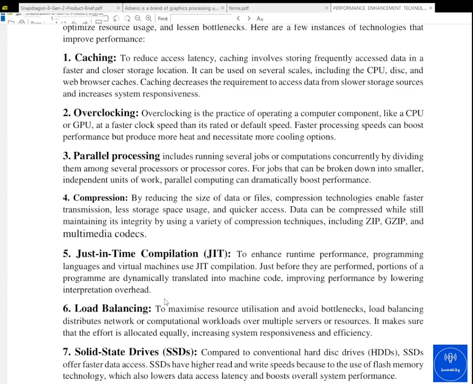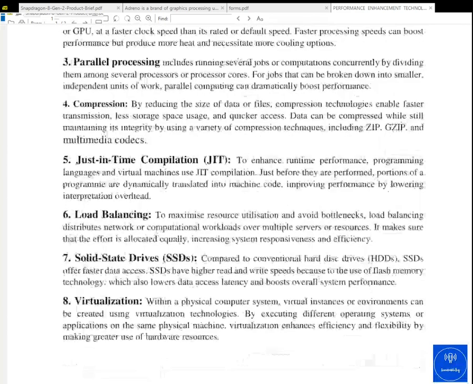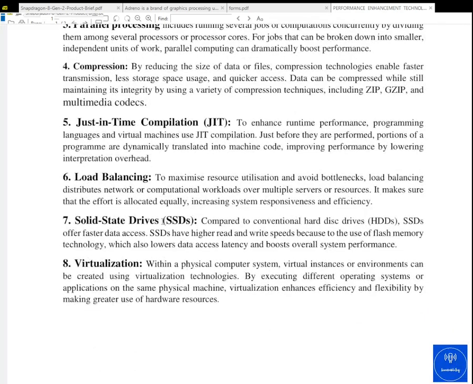Now, we also have what we call just-in-time compilation, right? So just-in-time compilation is probably a better way of making sure that whatever you have is executed very fast. Now, this is there to enhance runtime performance.